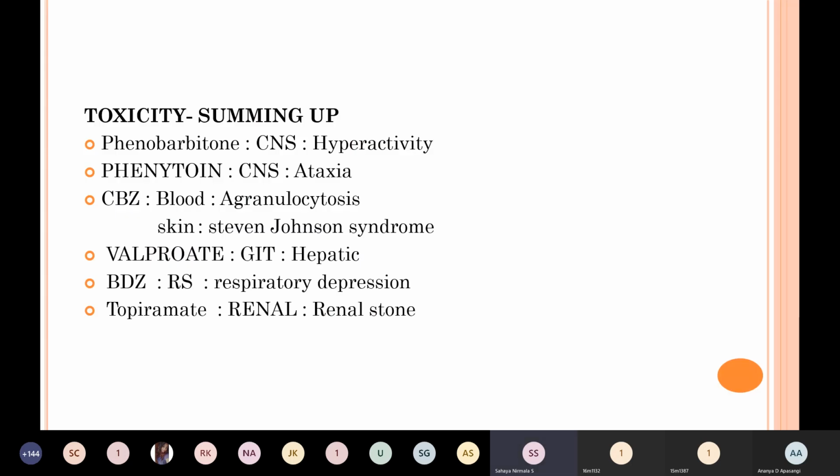So just summing up the toxicity, the most serious form: phenobarbital on the CNS causes hyperactivity, phenytoin causes ataxia, carbamazepine causes agranulocytosis and Stevens-Johnson syndrome, valproate is hepatotoxic, benzodiazepines like your clonazepam can all cause respiratory depression. Topiramate will cause renal stones.